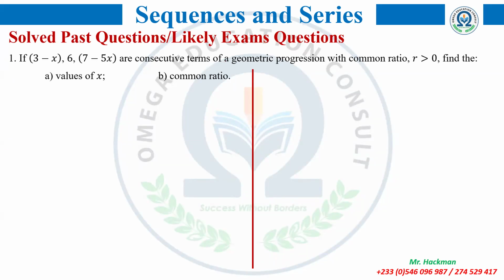So this is the question. If 3 minus x, 6, 7 minus 5x are consecutive terms of a geometric progression with a common ratio r greater than 0, so your common ratio is positive, find the values of x, then b, the common ratio. Now let's look at the solution. You've read the question, we are going to present the solution.